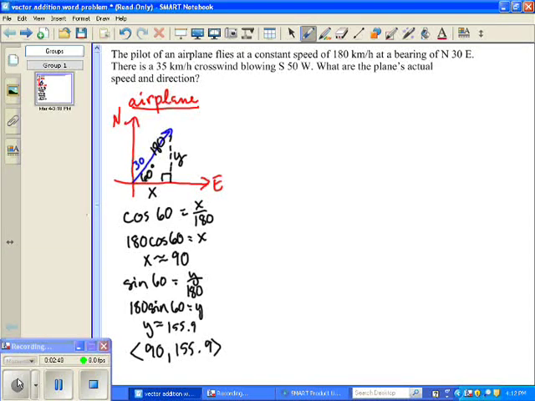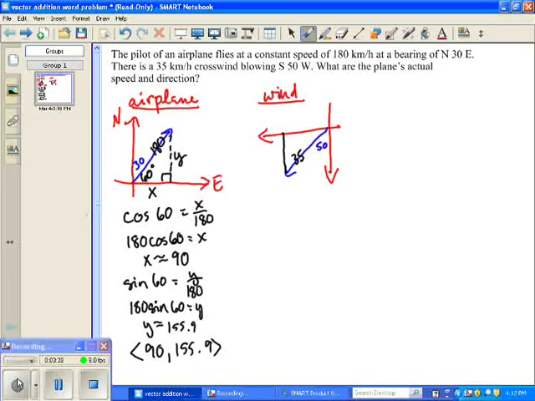Okay, so now we do the same thing for the wind. So if I draw the axis, this time the wind is blowing south 50 degrees west. So start with south. That's the arrow down, and then you go 50 degrees towards the west. So the 50-degree angle is right here. The wind speed is 35, so that's the length of the vector.